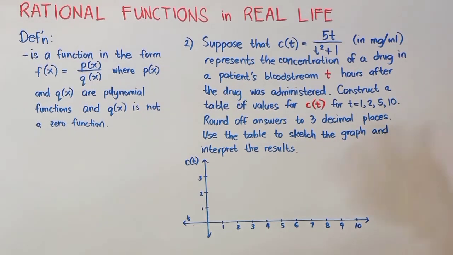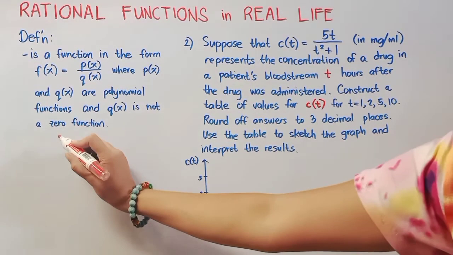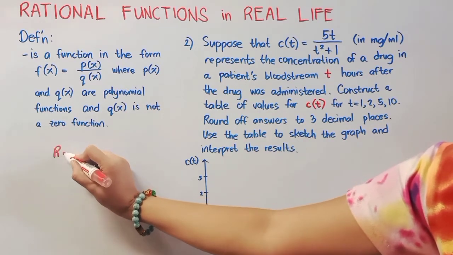Number 2. Suppose that c of t is equal to 5t all over t squared plus 1, in milligram per milliliter, represents the concentration of a drug in a patient's bloodstream t hours after the drug was administered. Construct a table of values for c of t for t is equal to 1, 2, 5, 10. Round off answers to 3 decimal places. Use the table to sketch the graph and interpret the results.